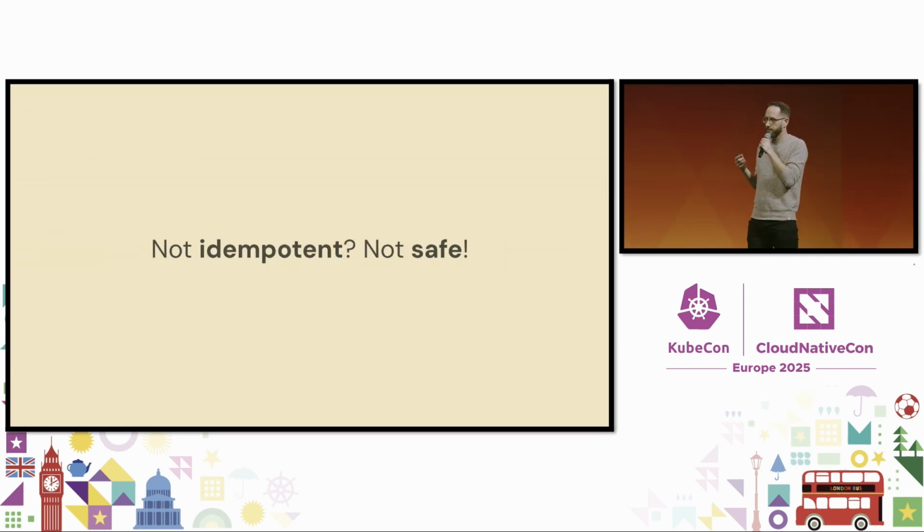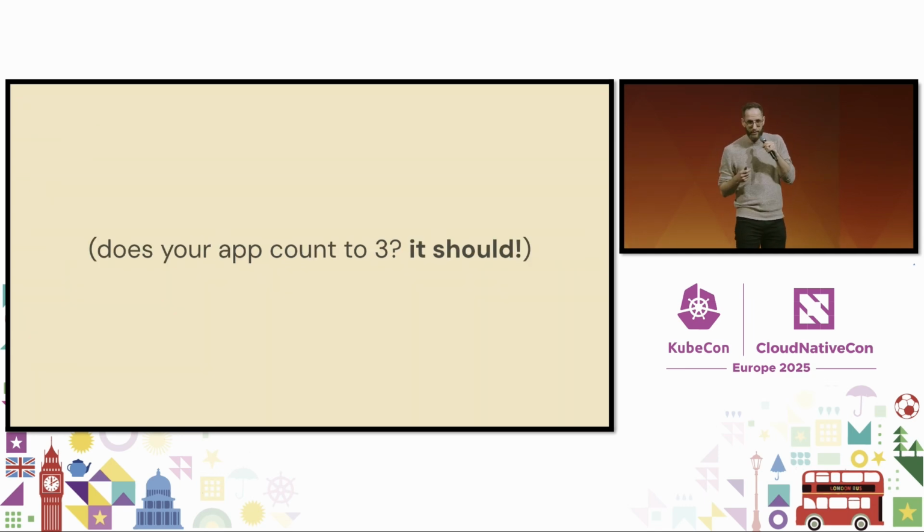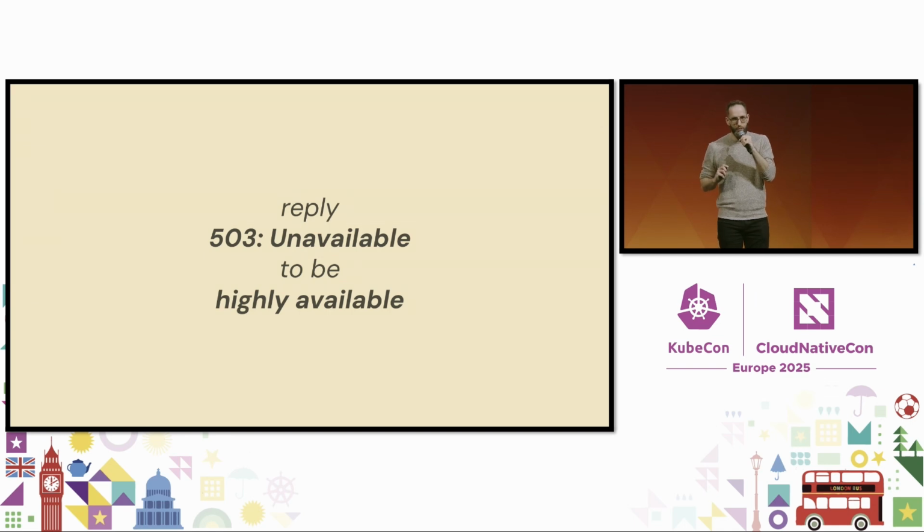The good news is that, look, if you're not idempotent, it's not safe. But if you are idempotent, and your app can count to 3, then you too can return a 503 unavailable and remain highly available.